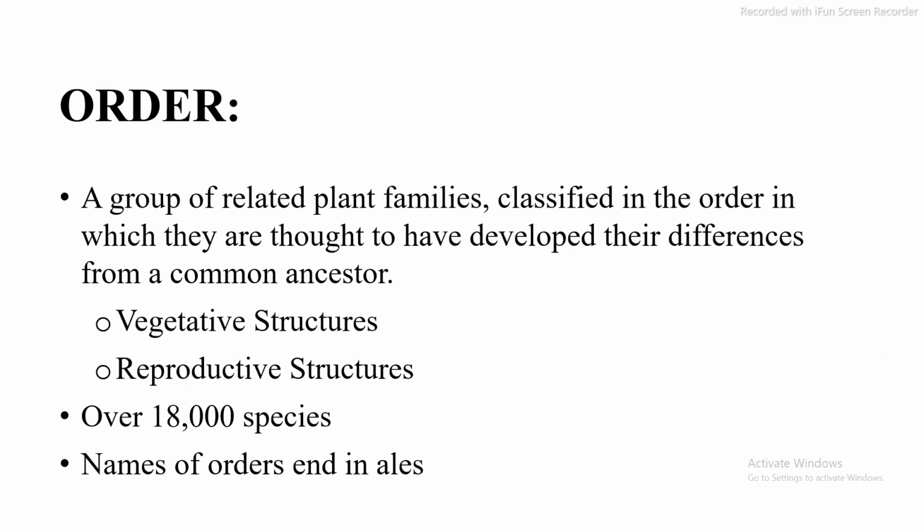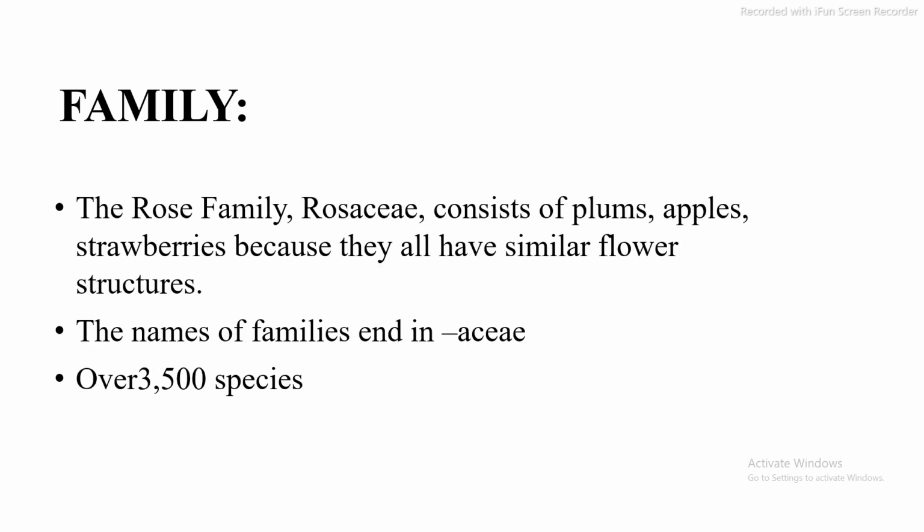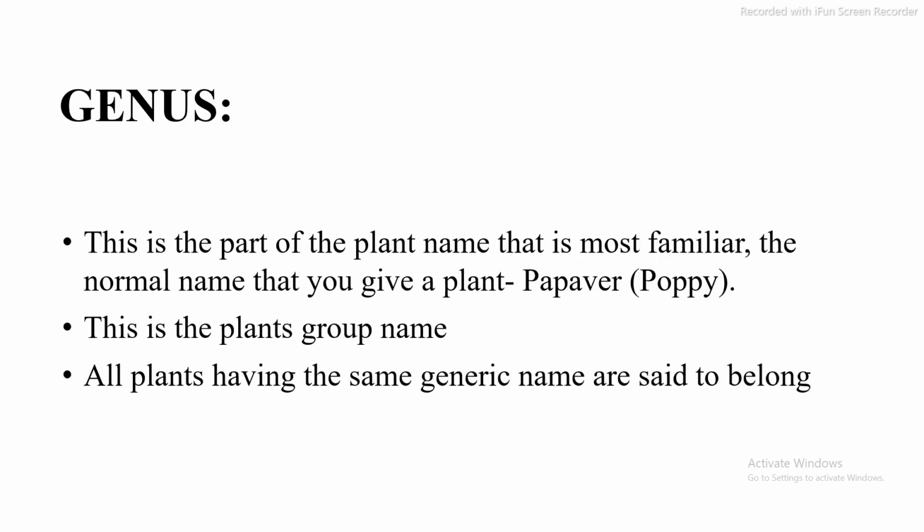Order. A group of related plant families classified in the order in which they are thought to have developed their differences from a common ancestor. Vegetative structures, reproductive structures, over 18,000 species are present, and names of the orders end in -ales. Next is family. Each order is divided into families. These are plants with many botanical features in common, like vegetative and reproductive structures. Related plants with similar flower parts are grouped together. The rose family, which is called Rosaceae, consists of plums, apples, and strawberries because they all have similar flower structures. The names of families end in -aceae. Over 3,500 species.